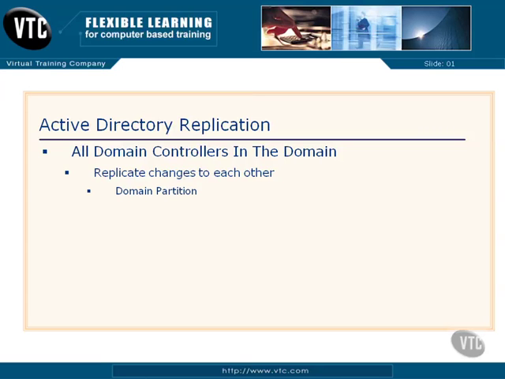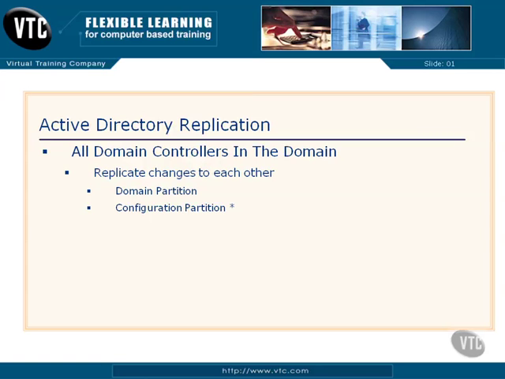The Active Directory database is divided into multiple partitions or sections that can be replicated independently of each other. You have the domain partition. I mentioned in part 1, this has all the objects stored in a domain: users, groups, computers, group policy objects, and so forth.